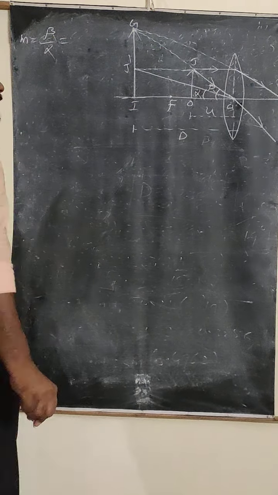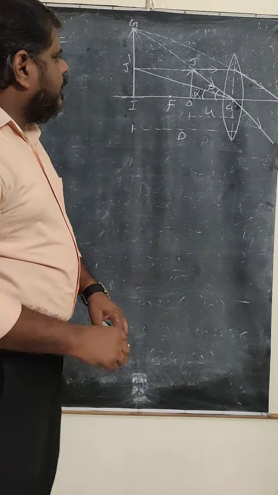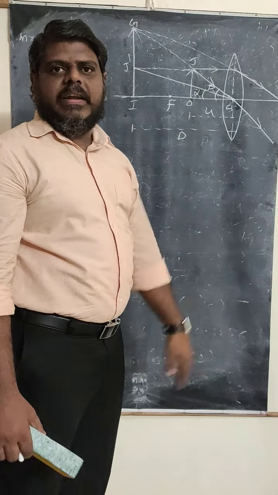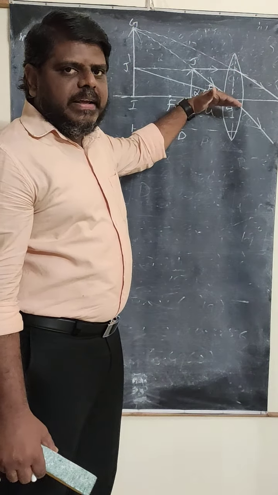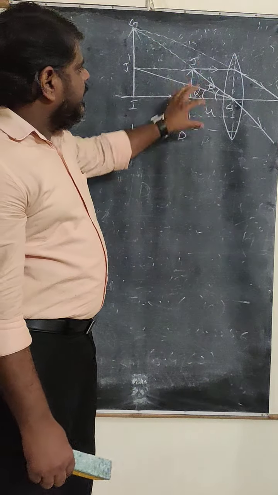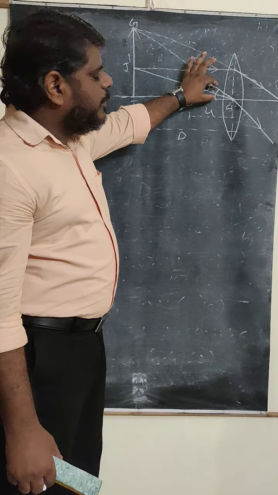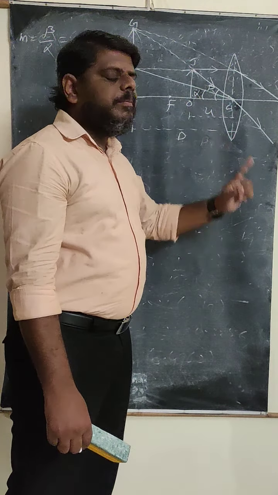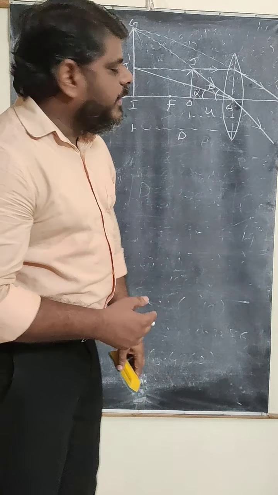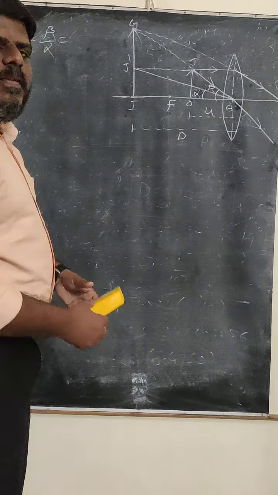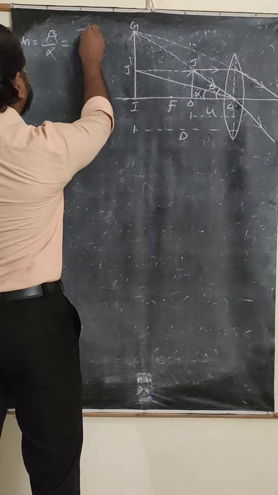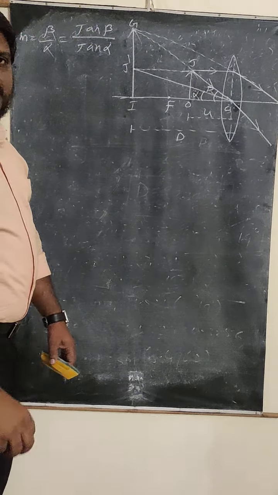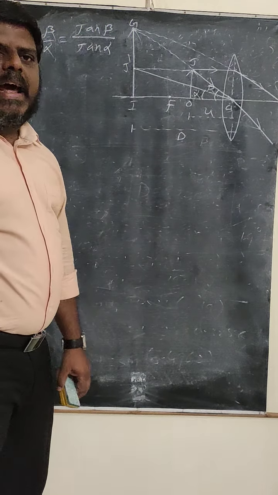And we know that if the angles are very small, then whatever ray you are taking will be considered a paraxial ray. And whenever it is a paraxial ray, this line is very near to the principal axis. Whenever this line is near to the principal axis, alpha and beta both will be very small. When both are very small, then beta can be written as tan beta and alpha can be written as tan alpha.